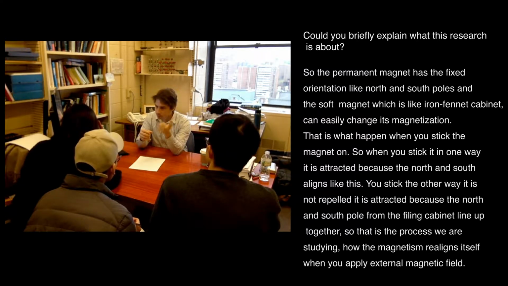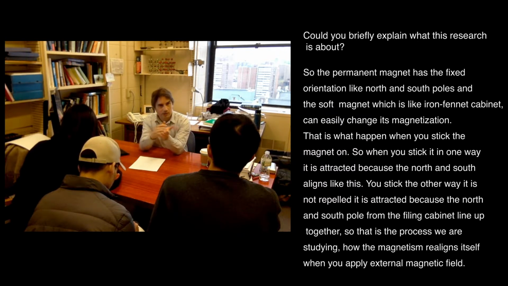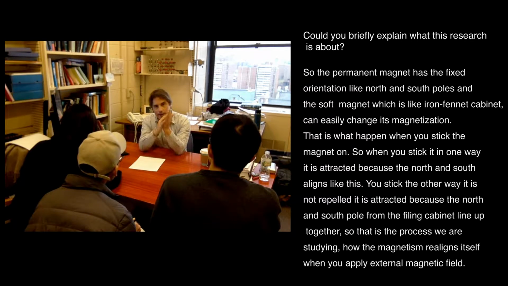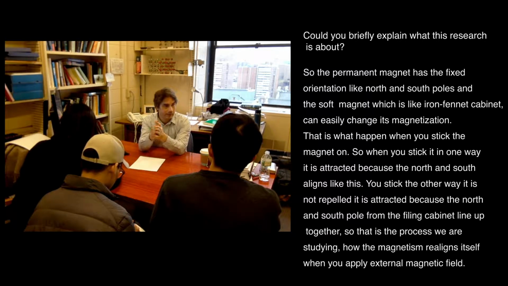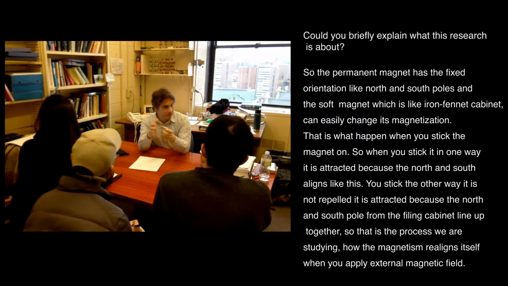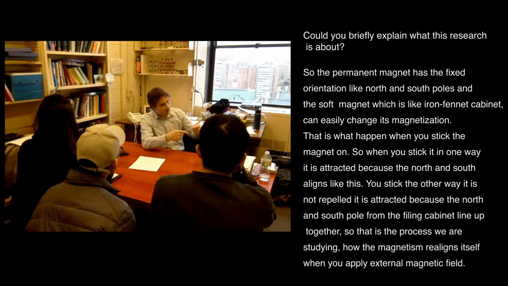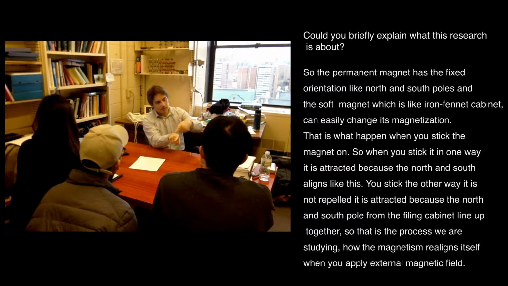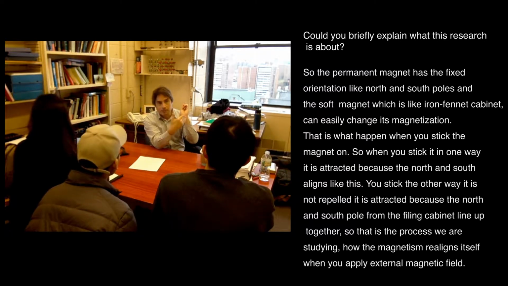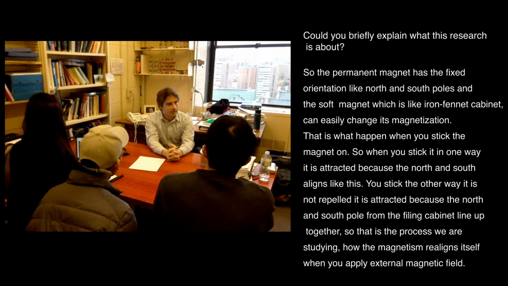So the permanent magnet has a fixed orientation of the north and south poles, and the soft magnet, which is like the iron filing cabinet, can easily change its magnetization. And that's what happens when you stick the magnet on. You stick it on one way, it's attracted because north and south line up like this. You stick it the other way, it's not repelled, it's attracted because the north and south poles on the filing cabinet line up together. So that's the process that we're studying.